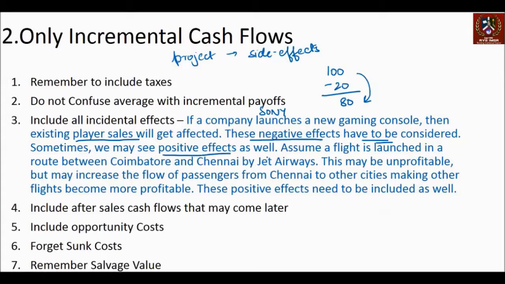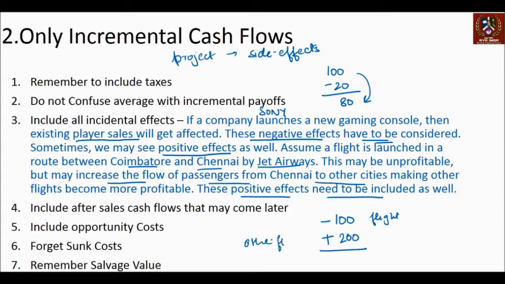Sometimes you may see positive effects as well. So assume a flight is being launched between Coimbatore and Chennai by Jet Airways. Now this in itself may not be a profitable flight for them, right? This may be unprofitable. They may not make a lot of money, but it may increase the flow of passengers from Chennai to other cities, making other flights more profitable, right? Now, these are positive effects that need to be included. These are side effects. These are not the effect of the exact flight. The flight might give you only 100 or in reality minus 100, but the positive effects might be plus 200. So this is the flight and these are the other flights, right?